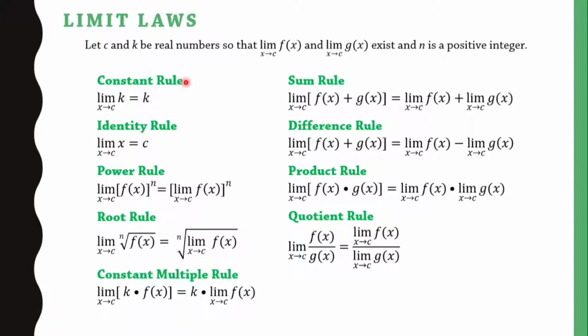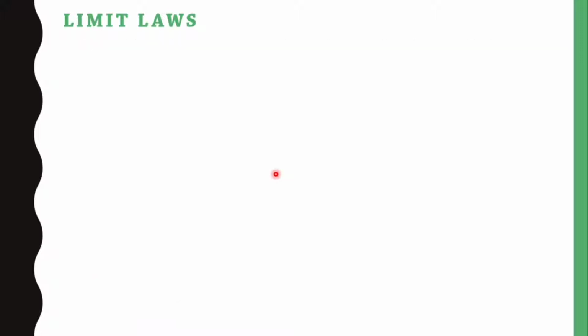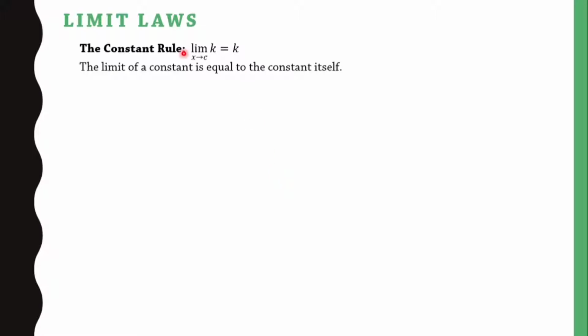So we have the various limit laws: the constant rule, the identity rule, the power rule, the root rule, the constant multiple rule, the sum rule, the difference rule, the product rule, and the quotient rule. Now we will learn all of this one by one. Let us start off with the constant rule.